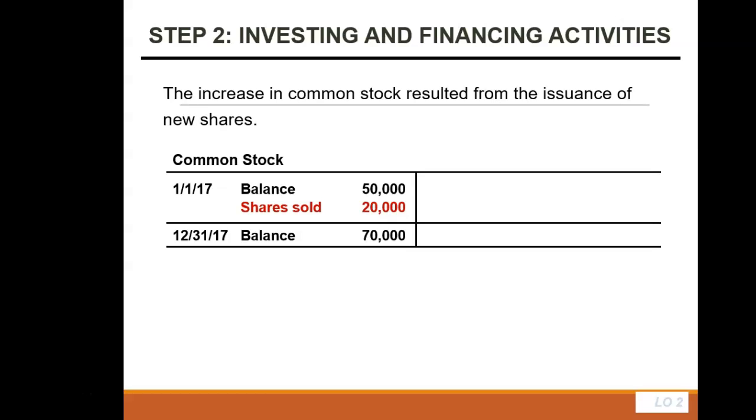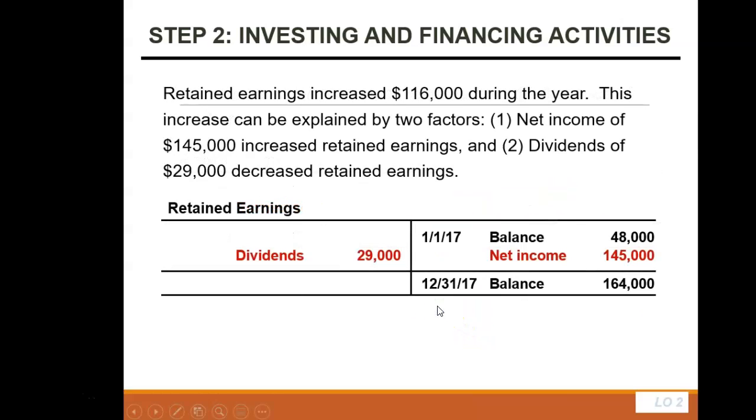Again, on the comparative balance sheet, our common stock beginning balance was $50,000. The balance was $70,000 at the end. That means we sold $20,000 worth of common stock. That's going to be an inflow of cash under the financing activities section of your statement of cash flow. So because we sold common stock, that's going to be an inflow of cash of $20,000 under the financing activities section.